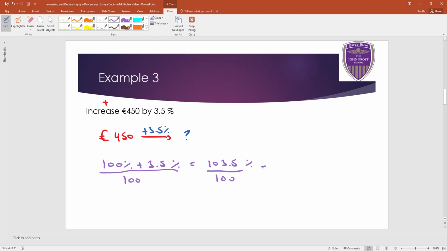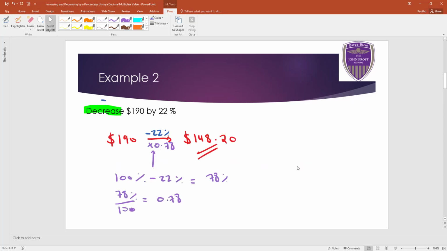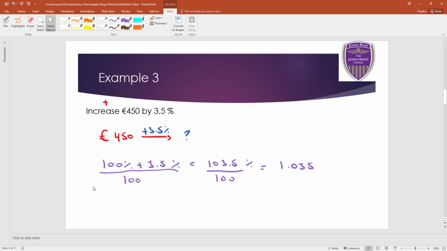We're going to divide this by 100, which is 1.035. Obviously, if you'd rather do it in 2 lines, line 1, line 2, that's up to you. I'm just trying to show you the fastest way possible. So the multiplier is 1.035. And if you do 450 euros, so 450 times 1.035, you get, actually, a nice answer for a change. A nice answer, which is actually 2 decimal places, which is 465 euros and 75 cents.